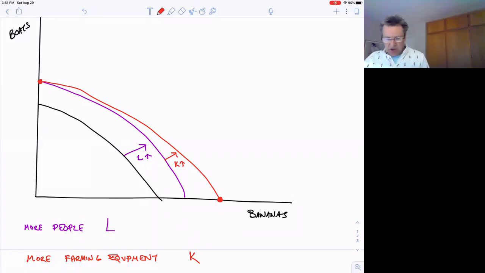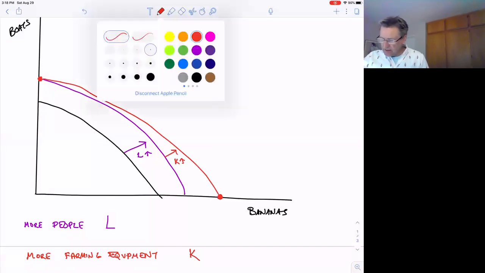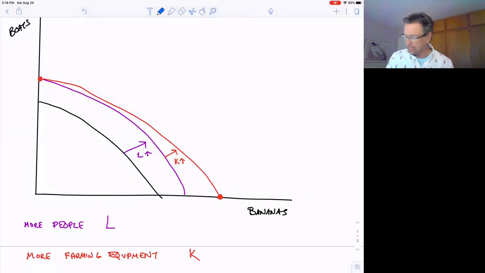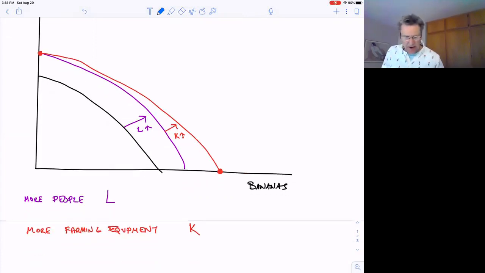Now, what if someone shows up on the island who knows how to make boats and can teach other people how to make boats? They have some boat-making classes. With that new knowledge, the people on the island should be able to make more boats than they could before, but it isn't going to help out with bananas. So we'll say here, better boat-making skills. And these new skills to make boats are known as human capital. And the abbreviation is HC.